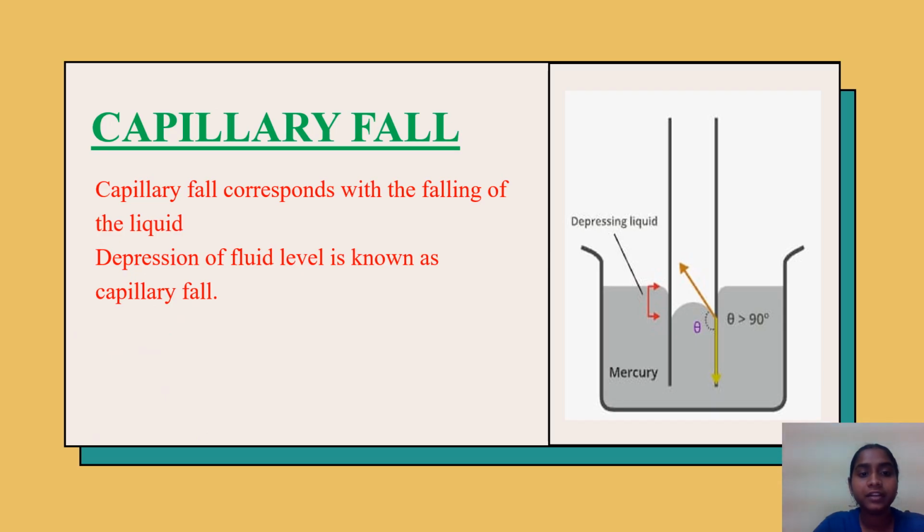Capillary fall. Capillary fall corresponds with the falling of the liquid. It is also known as depression of fluid, where this is the general level of mercury. As soon as the tube is immersed in the mercury, there will be decrease in the level of mercury. So this is the depression of fluid.